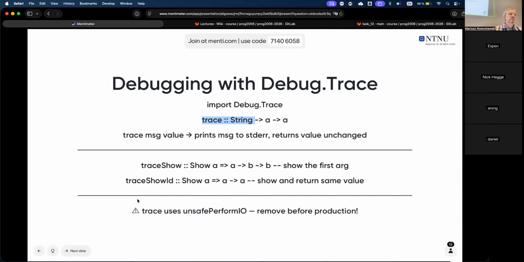And then you have extra methods that you can use, which are traceShow and traceShowId. They are similar. They just don't have the string. So I usually, if I have to, I use this one, but you can use those as well. Those are more generic. So the first value in this case is a string, but here you can inject what you want to get.